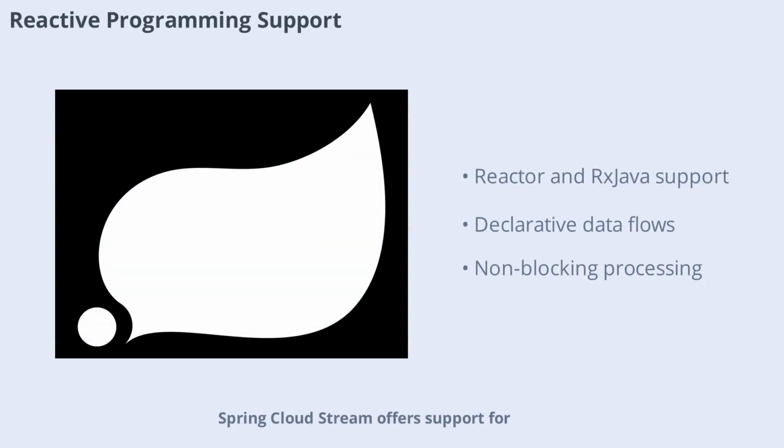Spring Cloud Stream offers support for reactive programming using Reactor and RxJava. With reactive APIs, you can handle continuous data flows declaratively, using operators to transform inbound and outbound streams. This approach is ideal for high-throughput, event-driven applications that require non-blocking, asynchronous processing.